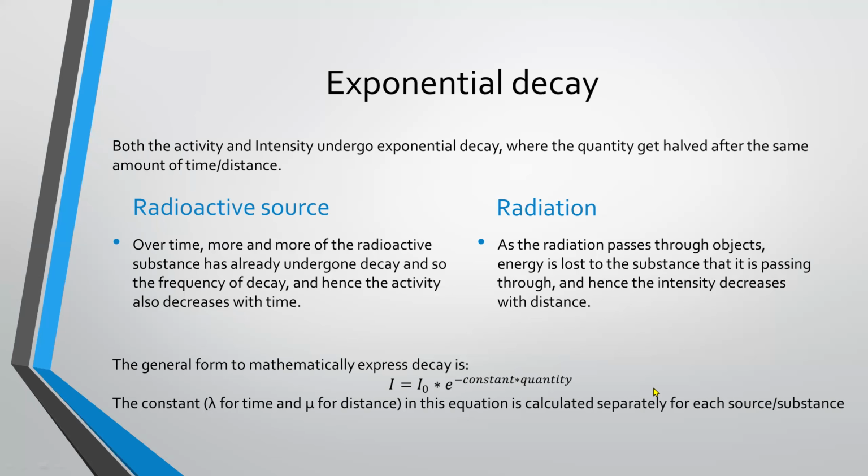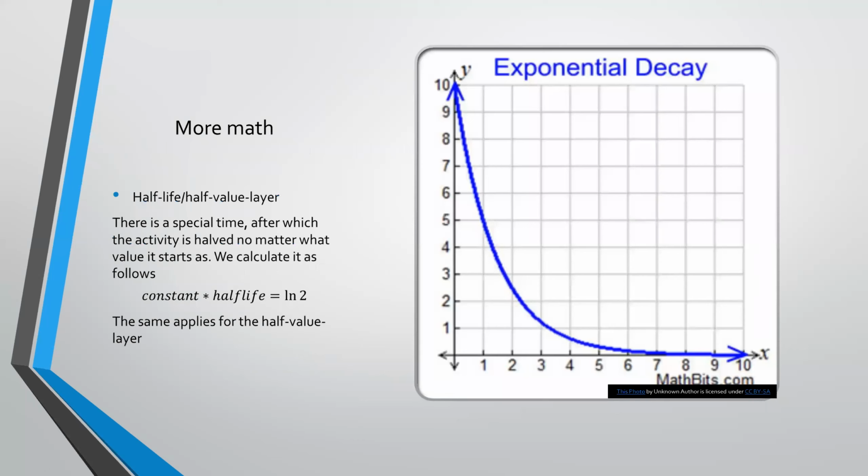This is the equation for the exponential graph: I equals I naught times e to the power of minus constant times quantity. Here, the constant we can take as gamma for time, and for distance it is called mu. The constant is calculated separately for each substance because it is different for each substance. So this is the graph that I talked about.